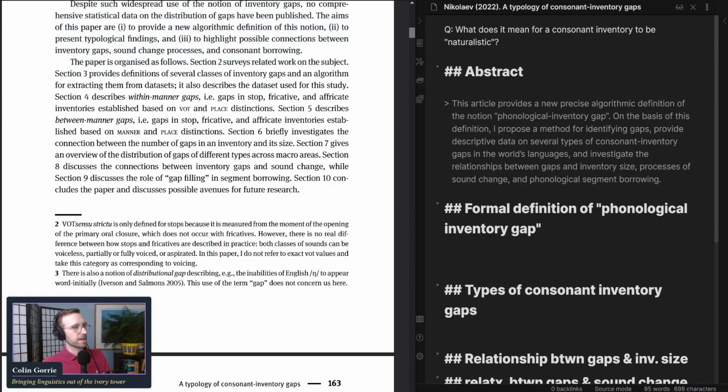Then section 3 provides definitions of several classes of inventory gaps. So this is where it gets quite freeform. What your next sections are is going to really depend on the paper. So definitions of several classes of inventory gaps.